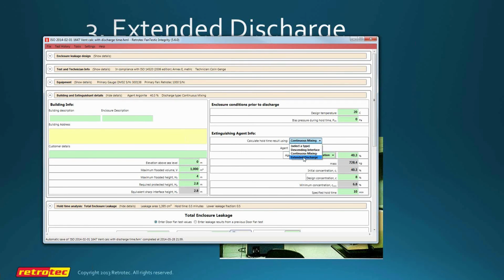With extended discharge, we're able to determine what the agent loss rate is, and then we simply need to continuously discharge the agent at that loss rate for as long as we want a hold time. So if we're going to lose, let's say, 20 kilograms a minute, we need to discharge at 20 kilograms a minute and continuously mix the result. That will give us any kind of hold time we want as long as we keep continuously discharging at our loss rate.